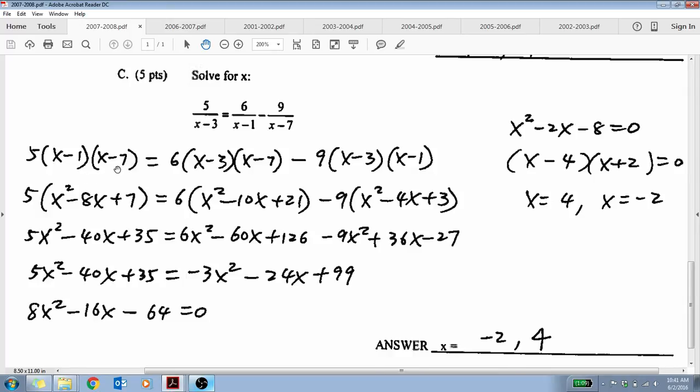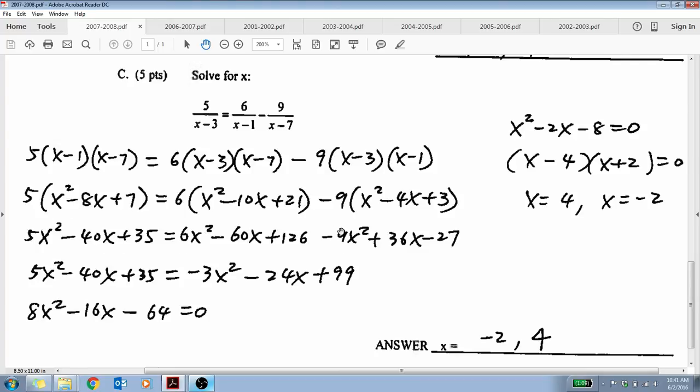I FOIL x minus 1 and x minus 7, I get this, x squared minus 8x plus 7. And then I FOIL x minus 3 and x minus 7, get this. I FOIL x minus 3 times x minus 1, I get this. And so from here, I want to distribute the 5 through, distribute the 6 through, and then distribute the negative 9 through. I'm going to get this right here, this next line.